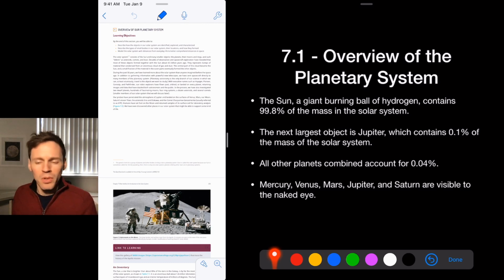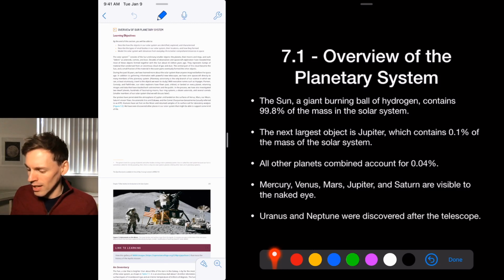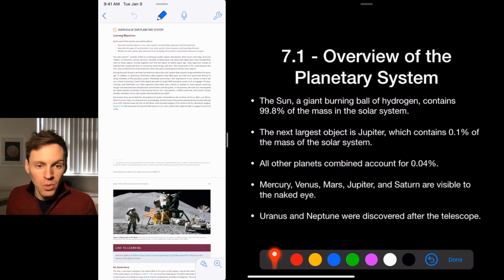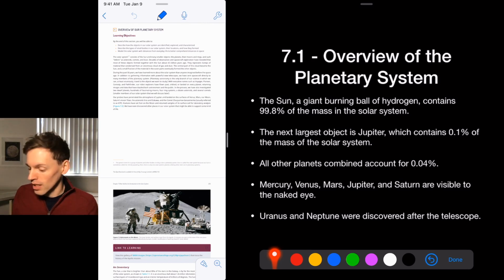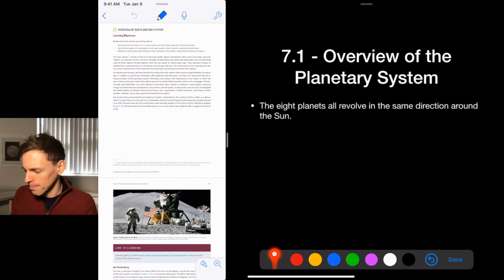Mercury, Venus, Mars, Jupiter, Saturn were all visible to the naked eye, so everybody has known about them forever, as long as humans have had eyes. Uranus and Neptune, though, were discovered after the invention of the telescope because they're too far away to see.